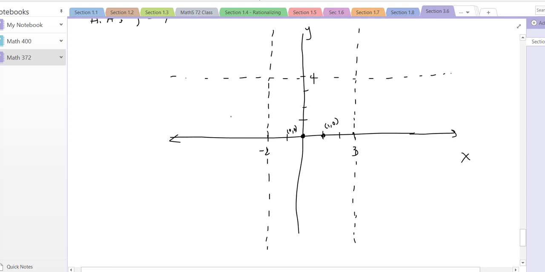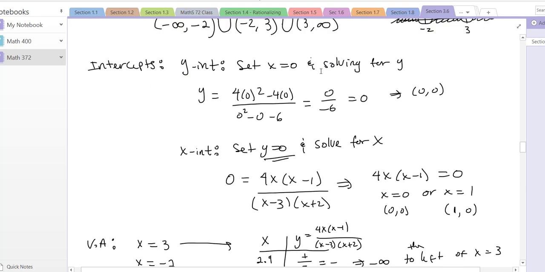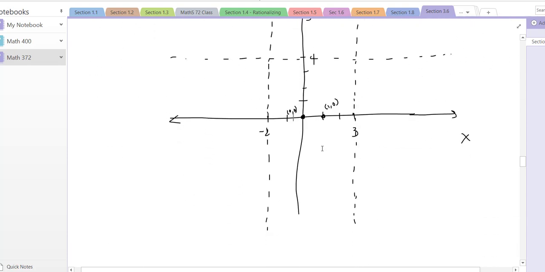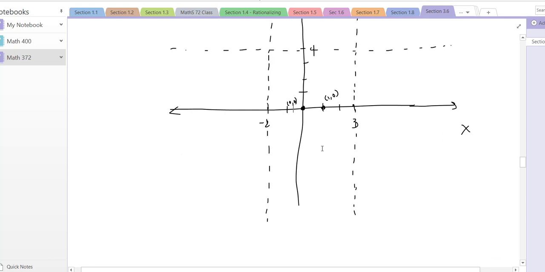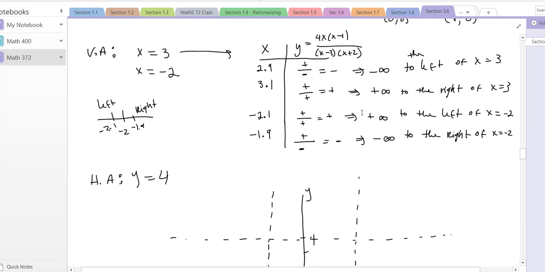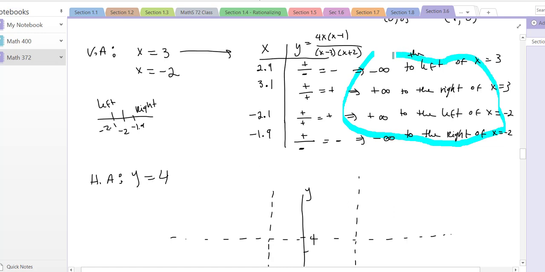And what was our y-intercept? We found our y-intercept was, oh, we already did that. Okay, now what? And this is where the work of the vertical asymptotes comes in handy. So let me highlight this part, right? So this is what we're going to use to kind of finish off the graph.